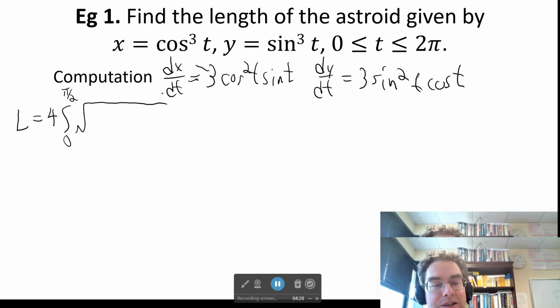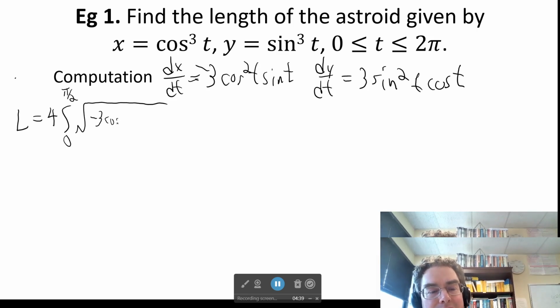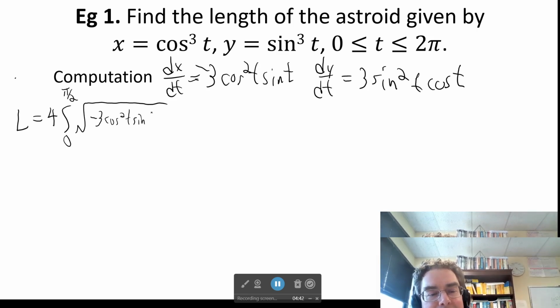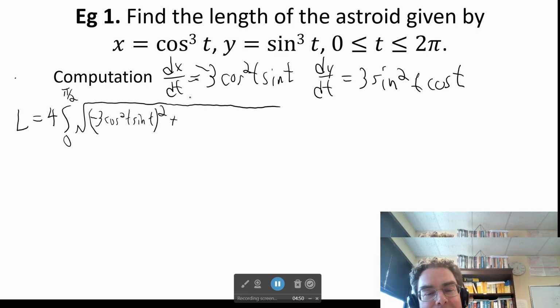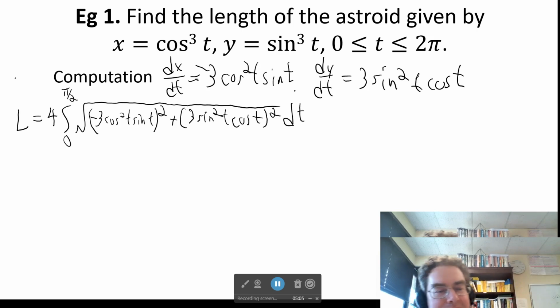And so we have the square root here of (dx/dt)^2. Let's do -3 cosine squared t sine t, and we need to square that. Then we add in the square of dy/dt, so that'll be 3 sine squared t cosine t, and we're going to square that. Then we take the square root, we multiply by dt, and then we just have to integrate.